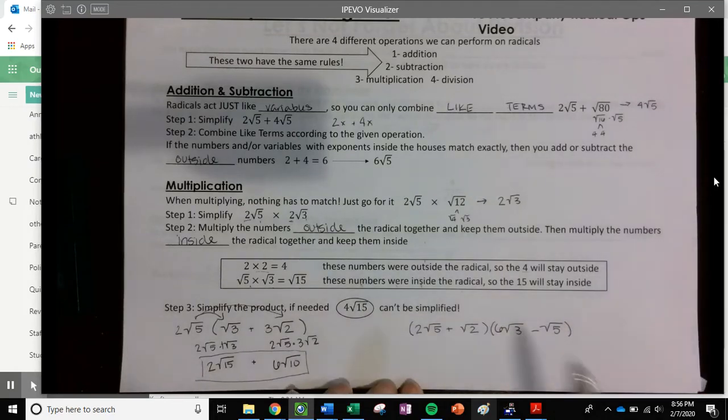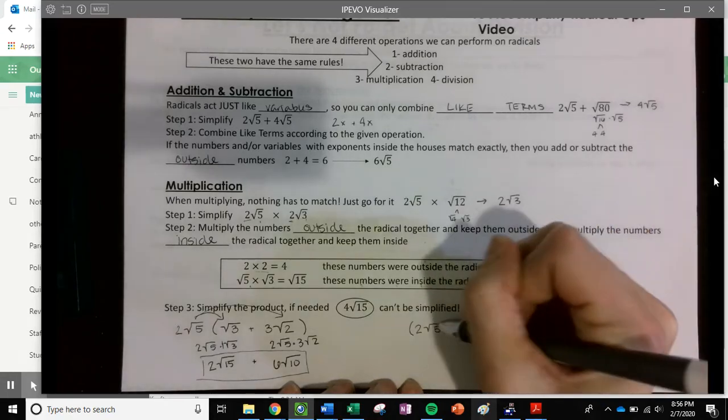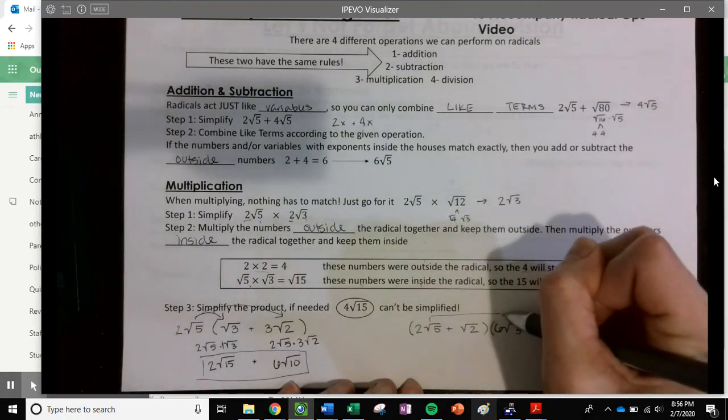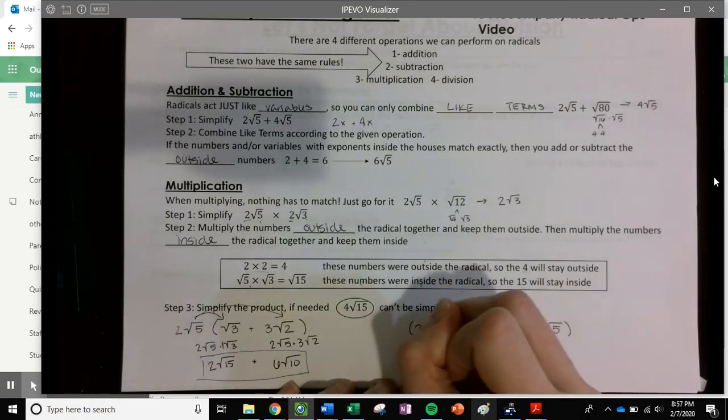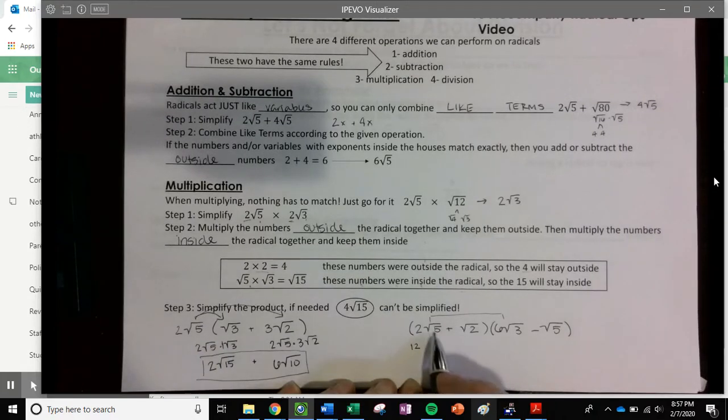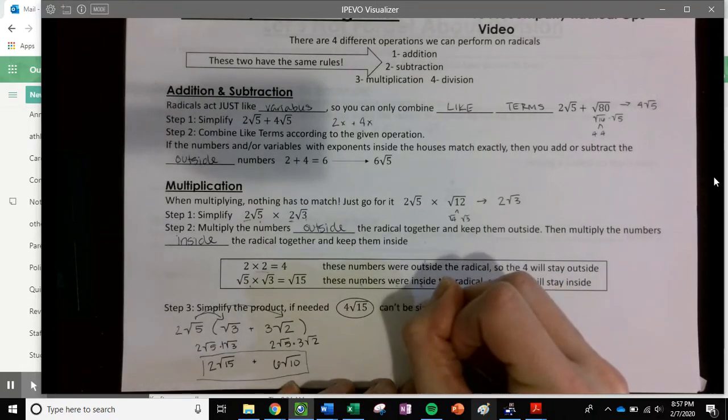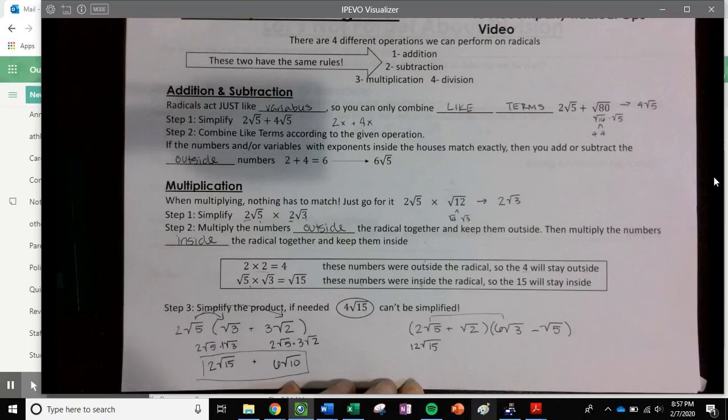So the first thing is to check and see if there's anything that needs to be simplified, and there's not. We're going to do our first terms. 2 square root 5 times 6 square root 3. Our outies are 2 and 6. That's going to give us 12. And our innies are 5 and 3. That's going to give us 15.